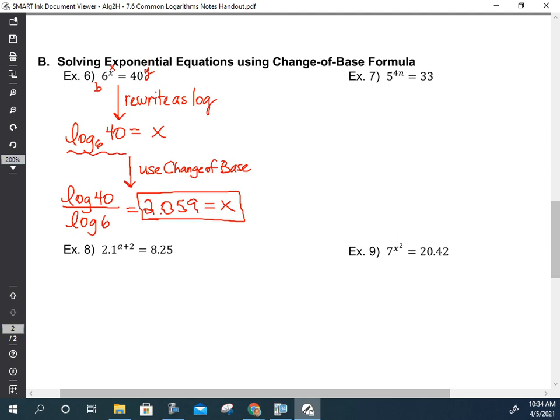So in case you're wondering, you do not have to worry about checking the answer because they're exponential equations. Exponential equations will always work out. If it started off as a log, then you would have to go back and check. Exponential equations are good to go. Any questions on example 6, before we finish this off with example 7?